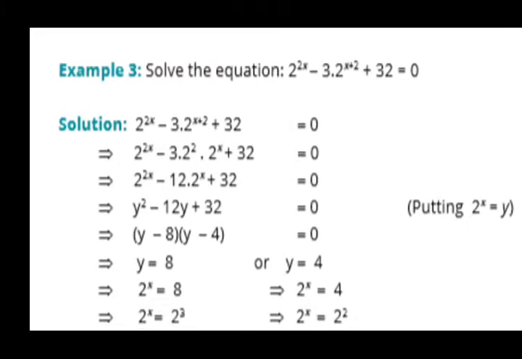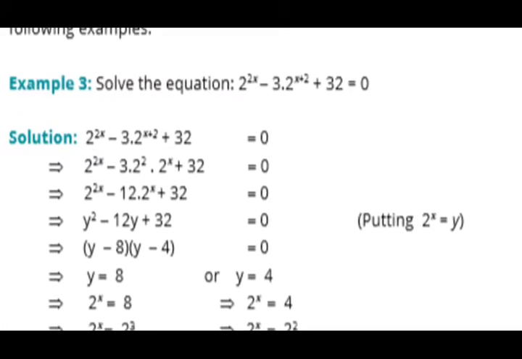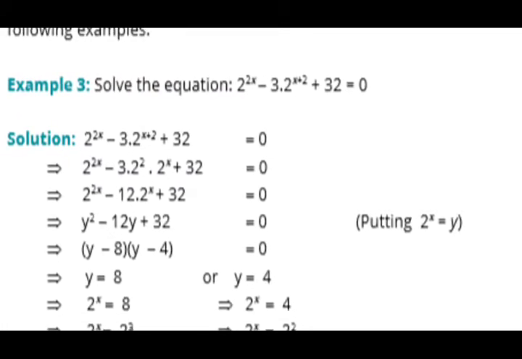We distribute 2^(x+2) in the form of 2 raised to power 2 and 2 raised to power x. 2 raised to power 2 is 4 and 4 multiplied by 3 is 12. Now we let 2 raised to power x equal to y, and 2 raised to power 2x is equal to y square. And then again we factorize, factors of 32, 8 and 4.